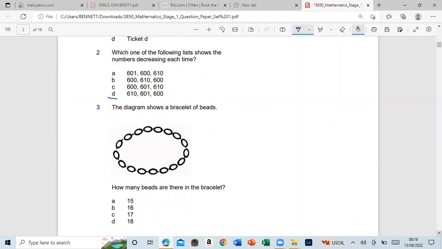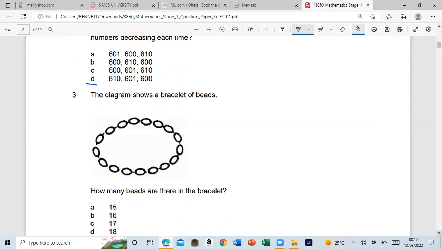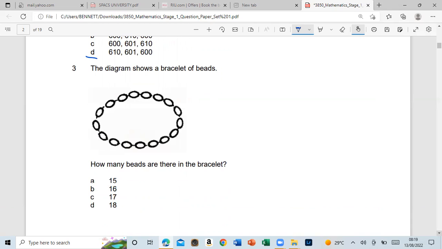All right, this one is easy. How many beads are on the bracelet? Use the ID on that. 17. All right. Everyone agree?